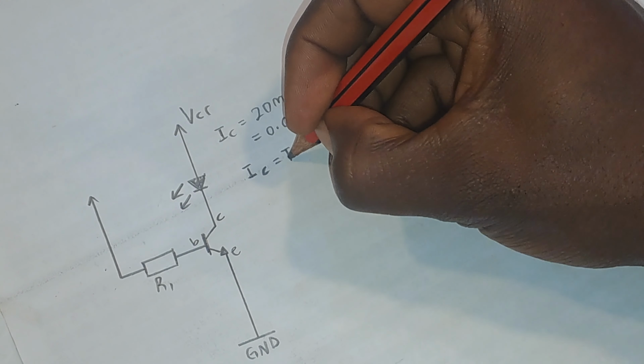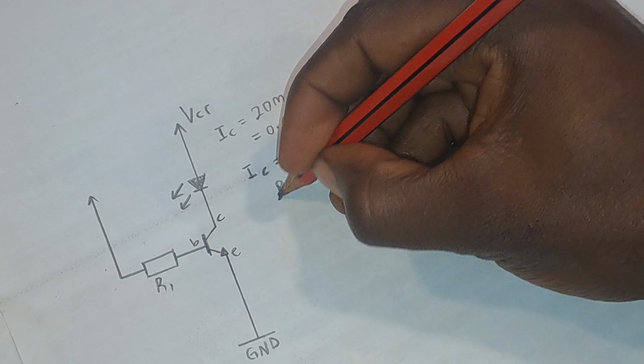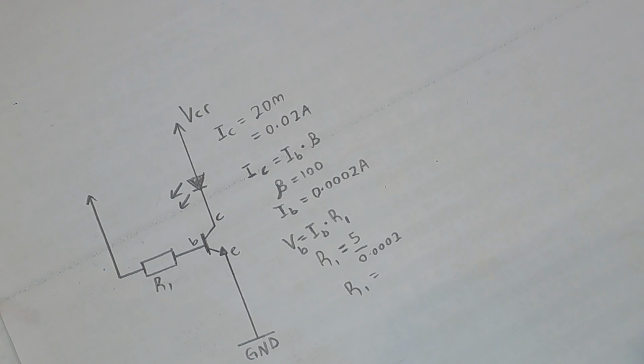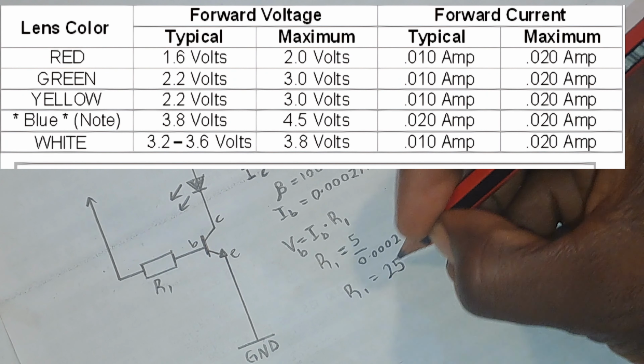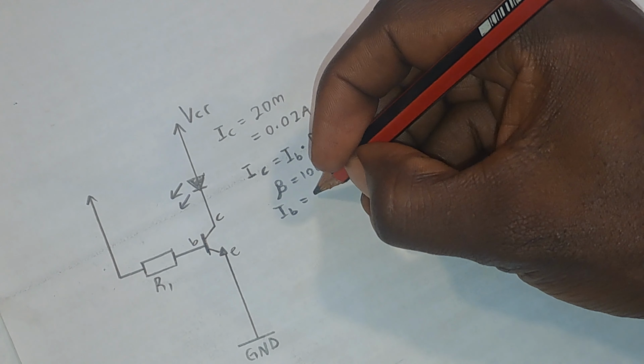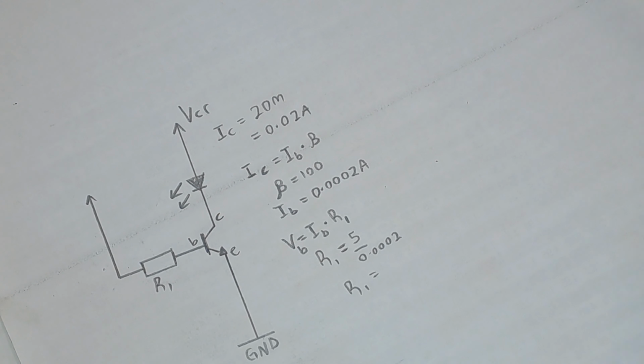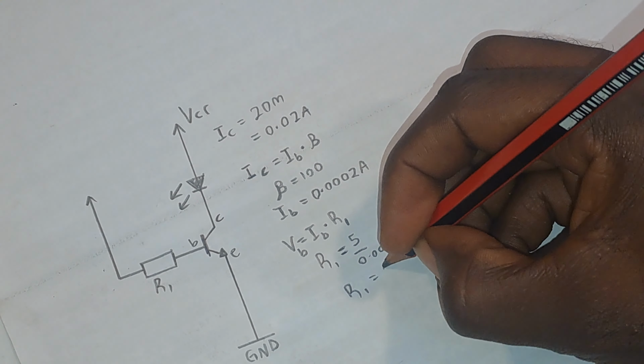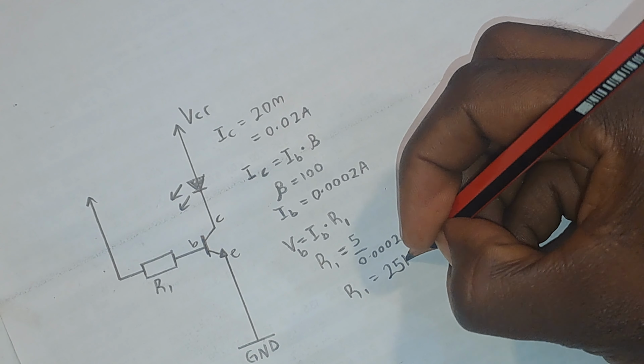Let's go on. The maximum current rating for most LEDs is always 20 milliamps. Therefore, in our calculations, we should make sure that 20 milliamps is flowing through the collector. And now, since we have the collector current and we have beta, we can get the current that flows through the base. And hence, we can get the value of R1, which is the resistor that is connected to the base of the transistor.